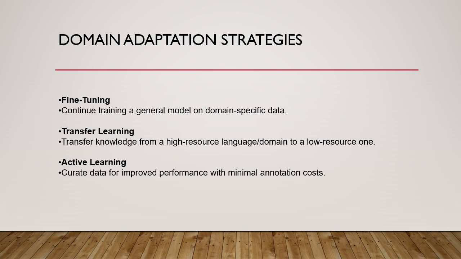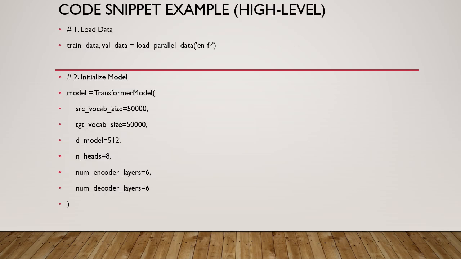And active learning selects data strategically for better performance. For example, prioritizing error word translations for review by human translators before retraining it. And this is the code snippet example.